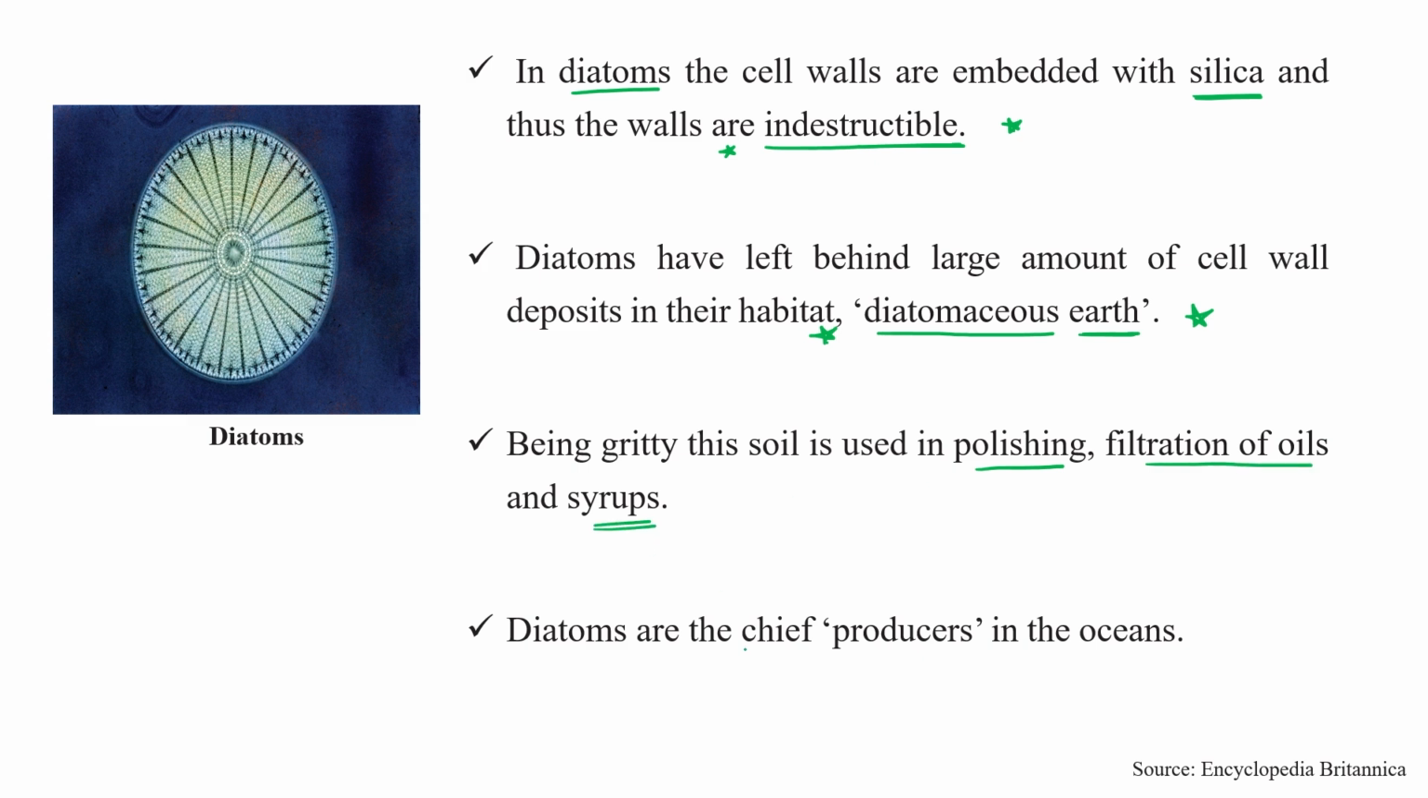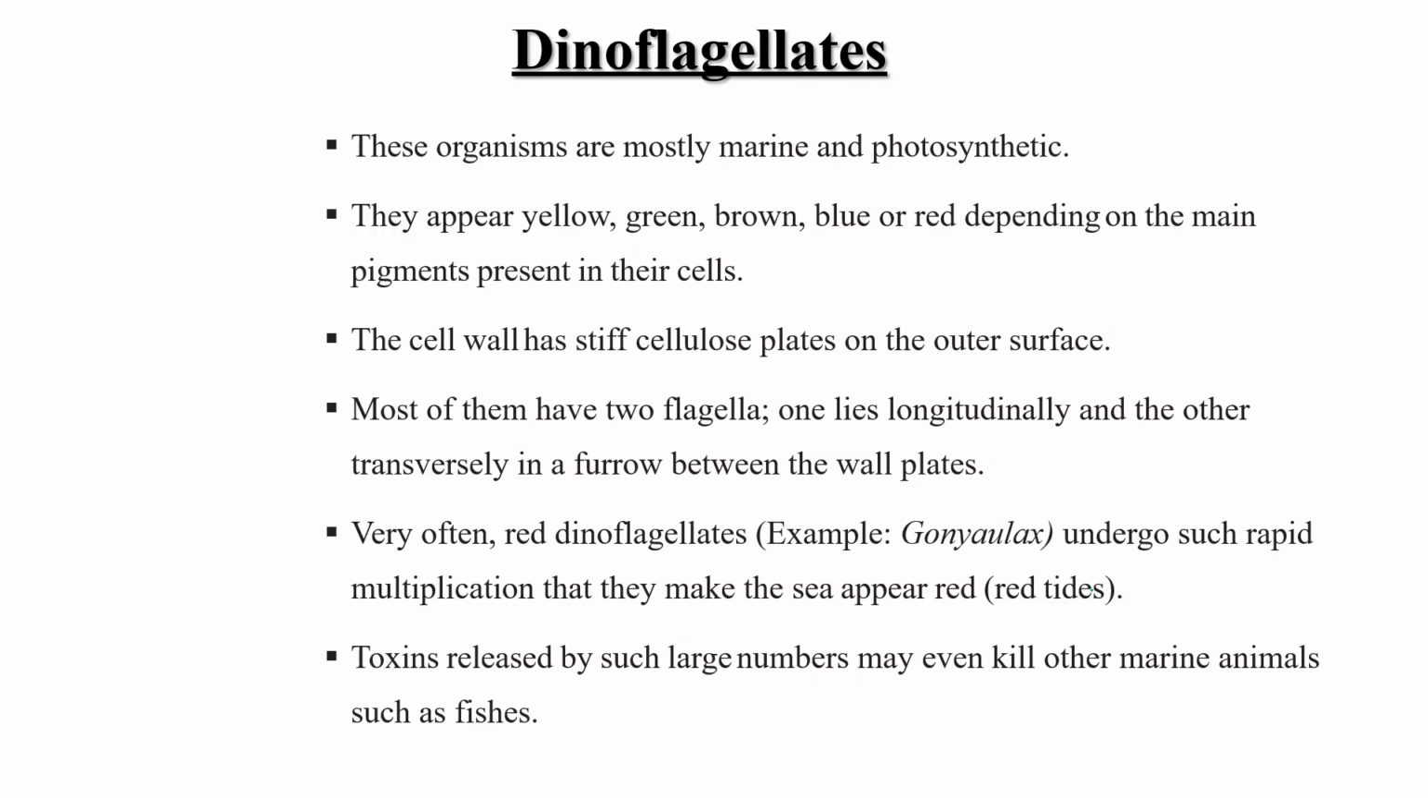Okay, and diatoms are the chief producers in the ocean. So if a question comes in your various types of competitive examinations, asking what type of organism comes under the chief producer category, then diatoms is one of them. Okay, so diatoms are the chief producers in the ocean. Clear? Now, the next category is dinoflagellates.